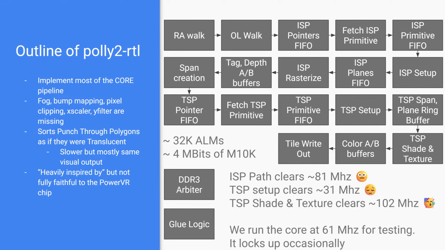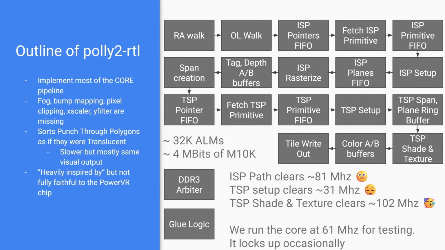A quick outline of the project. We do implement most of the pipeline, namely fog, bump mapping, pixel clipping, scaling are missing. Fog is a little bit tricky, but can be done. Bump mapping requires a couple of multipliers. Pixel clipping and the scalers are also kind of cheap. The wide filter is more complex. It's a 3-tap filter, and it's not as much used. We will see. We don't support punch-through polygons.